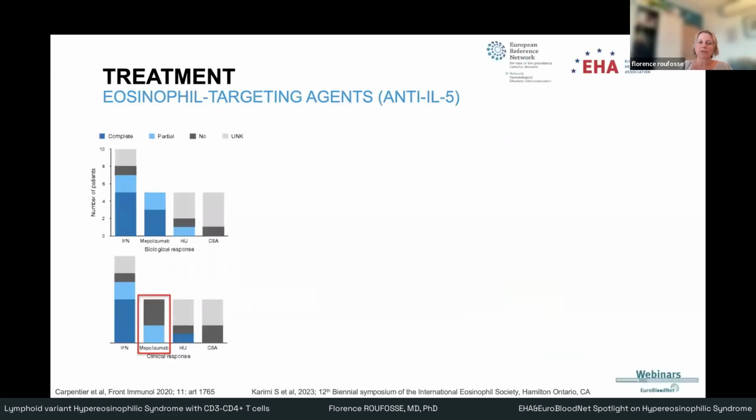As for eosinophil targeting agents, the responses are more mitigated, they're less clear. And this is our series of patients where you can see that although biological responses were not that bad, eosinophil counts did go down in many patients, sometimes only partially. You can see that actually the clinical response can be disappointing.